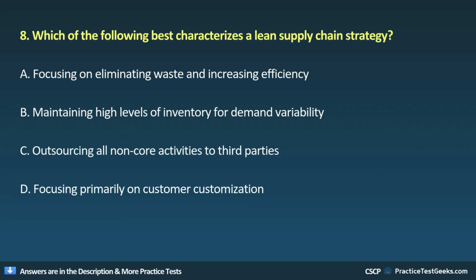8. Which of the following best characterizes a lean supply chain strategy? A. Focusing on eliminating waste and increasing efficiency. B. Maintaining high levels of inventory for demand variability. C. Outsourcing all non-core activities to third parties. D. Focusing primarily on customer customization.